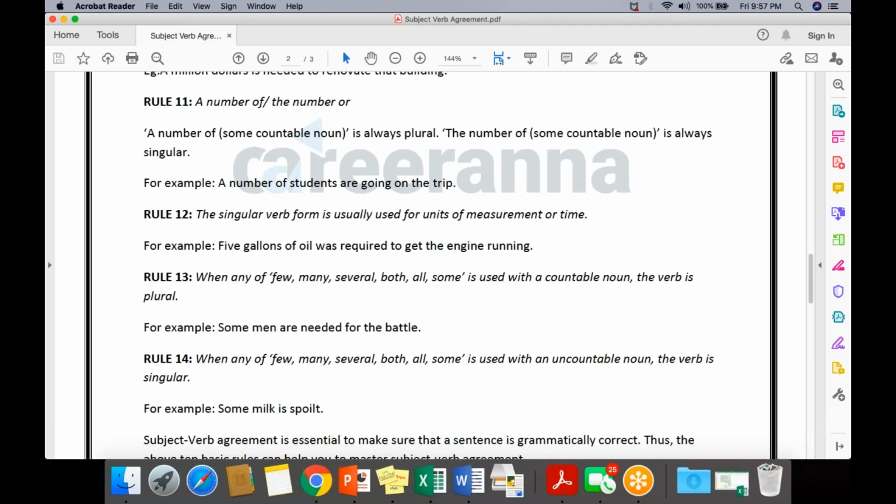Rule number 13, both, all, some used with a countable noun, my verb will be plural. Some men are needed for the battle. Few men were there. Several of them were there. Both of them were trying to do this. Some of them did not do this.